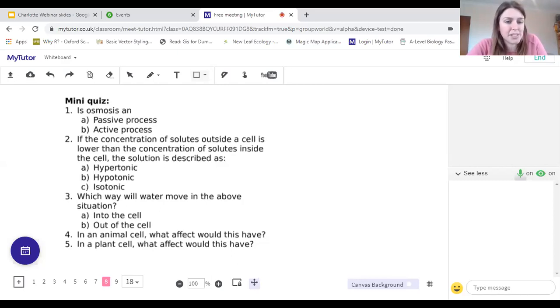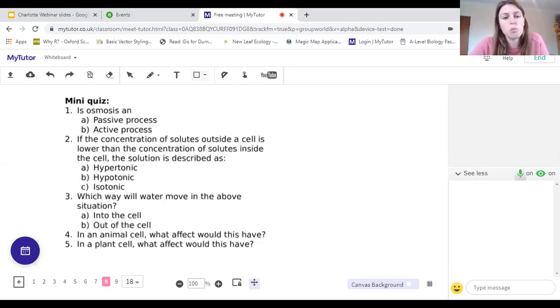Good, lots of B's coming in. Correct, hypotonic. Hypo means low. The concentration of solutes was lower. Remember, that means that the concentration of water is higher outside the cell than inside. You need to have those things in mind all the time.